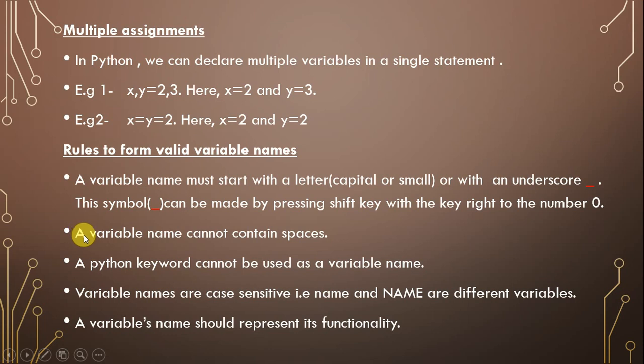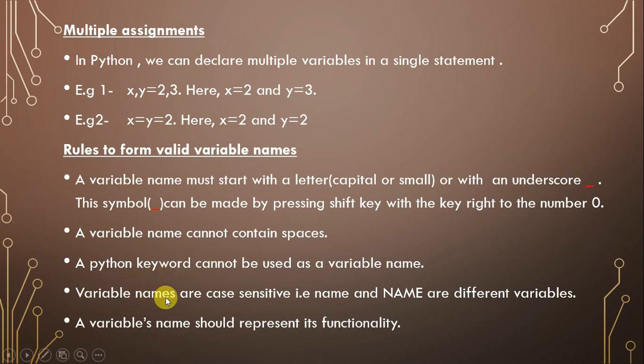Second rule says a variable name cannot contain spaces. If we are writing the name of a variable, spaces are not allowed. If I write roll space number, that will not be considered as a variable. Either I have to give an underscore between the words or we need to join them. Spaces are not allowed. Third, a Python keyword cannot be used as a variable name. There are some words in Python which are reserved for some specific purpose, and their use as variable names will create an error.